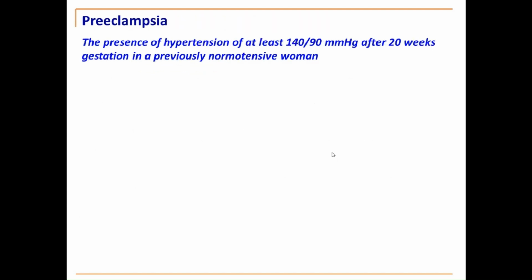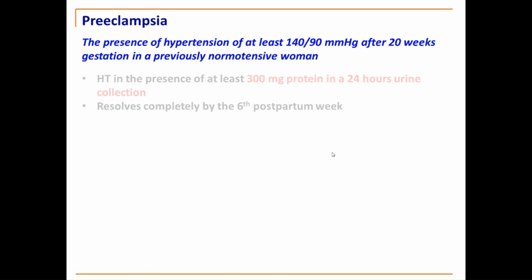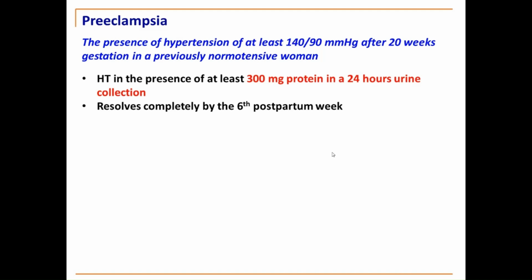Now we move on to pre-eclampsia. This is where you may get the presence of hypertension of at least 140/90 after 20 weeks of gestation in a previously normotensive woman. Again, the hypertension can be systolic, diastolic, or both. And at the same time, you need that hypertension in the presence of at least 300 milligrams of protein in a 24-hour urine collection.